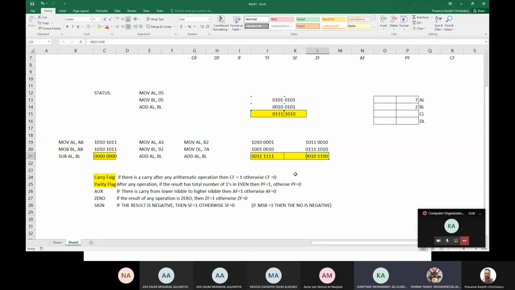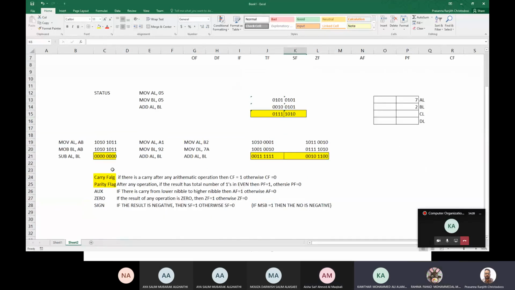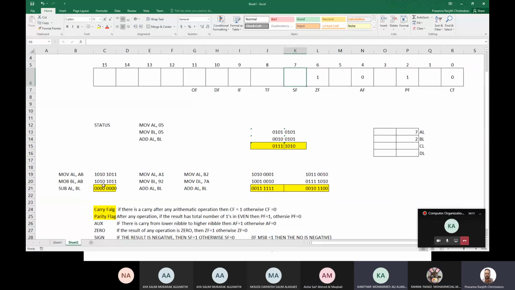Here, positive or negative? Positive. This 0 is positive. So here, what will come now? This is the last operation we did. It is 0, because it is not a negative number. If it is a negative number, it becomes 1. You understand?